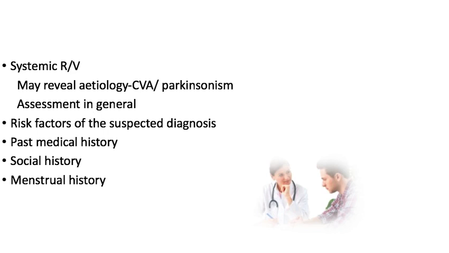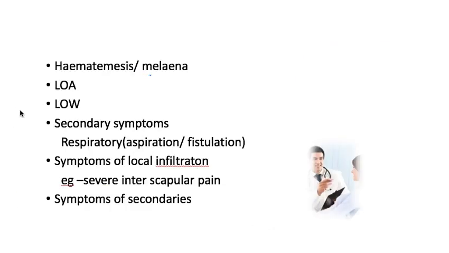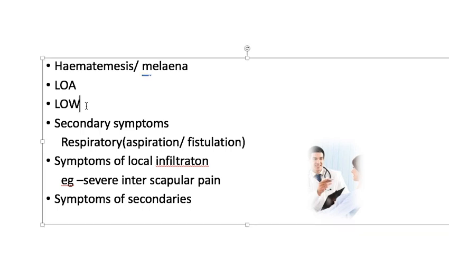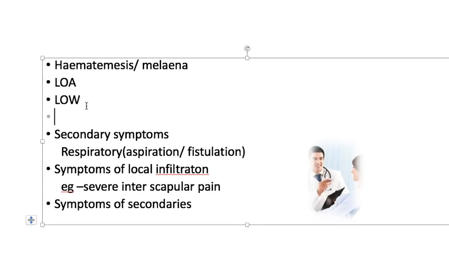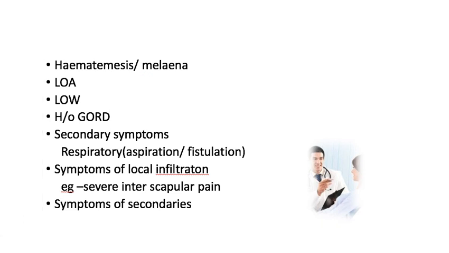And coming back a little bit to the systemic inquiry in the GI system, I think the history of GORD, gastroesophageal reflux disease, also is important, because this may lead in two ways. One thing, they can have a peptic stricture, and also GORD is a risk factor for CA esophagus.